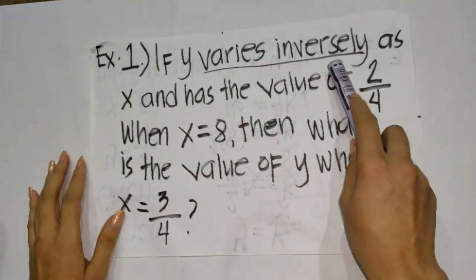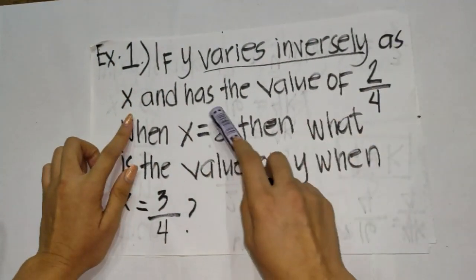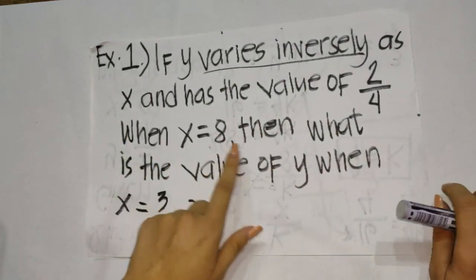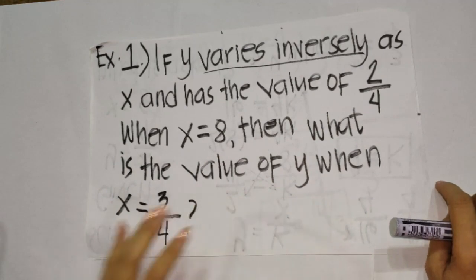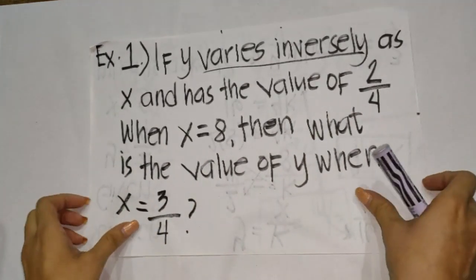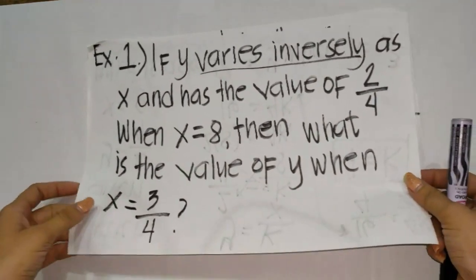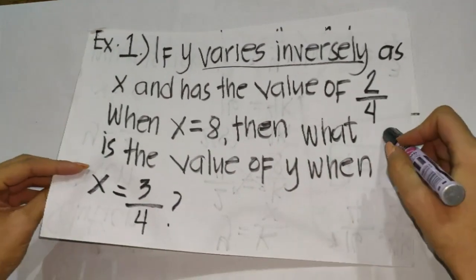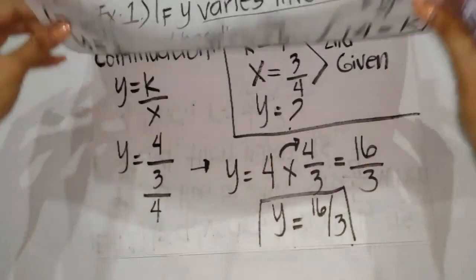If y varies inversely as x and has the value of 2 over 4 when x is equal to 8, then what is the value of y when x is equal to 3/4? So alam kong medyo mahirap pag nakakita na kayo ng 2 over 4 fraction, but let's try to solve that.